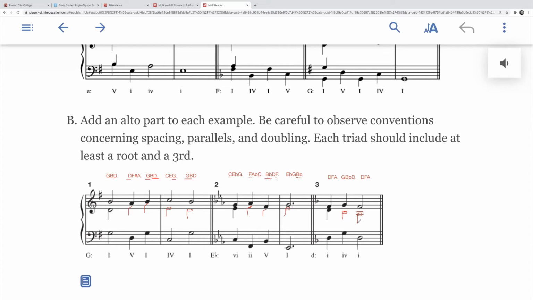So the adding of alto parts that we just did is remarkably similar to page 47 in your workbook. So let's get 45 done and 47 done this weekend. I have a feeling we're going to do the same thing with 4-part next.